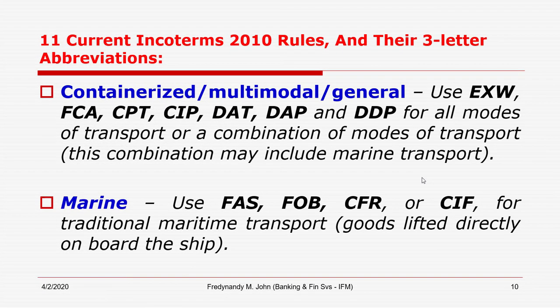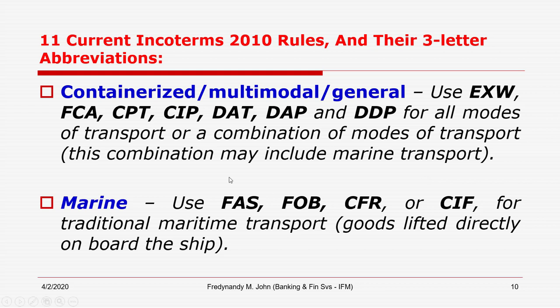Now, again, I should mention to you that the 11 Incoterms are grouped into two categories, that is, multimodal Incoterms and marine Incoterms. The multimodal Incoterms, also known as the general or containerized Incoterms, refer to all those Incoterms that can be used for a combination or different modes of transport. So, the Incoterms falling under this group are EXW, Free Carrier, Carriage Paid To, Carriage and Insurance Paid To, Delivered at Terminal, Delivered at Place, and Delivered Duty Paid.